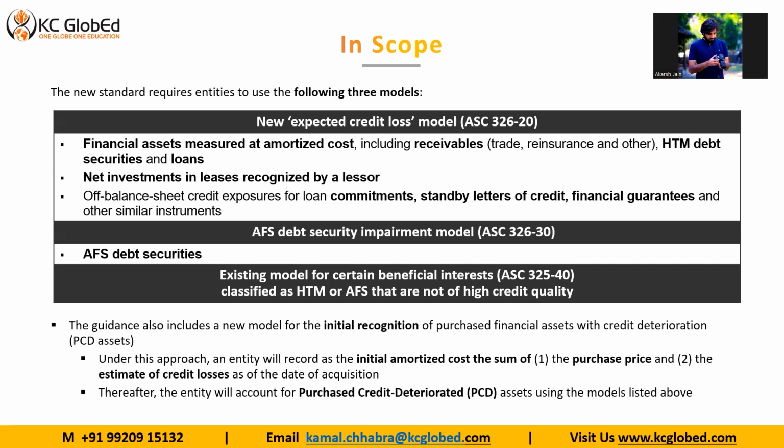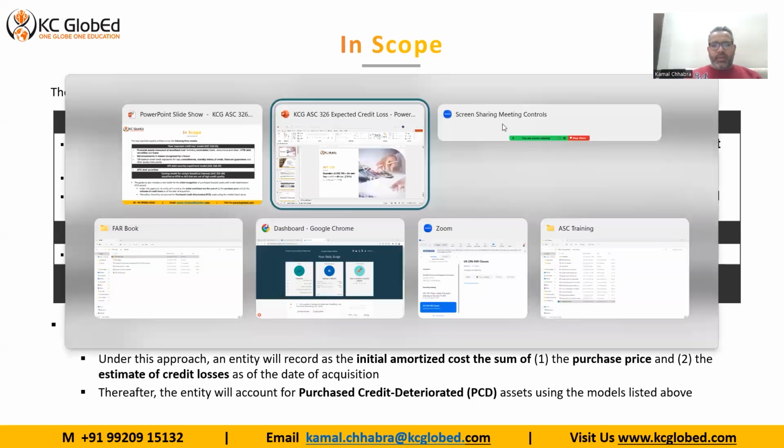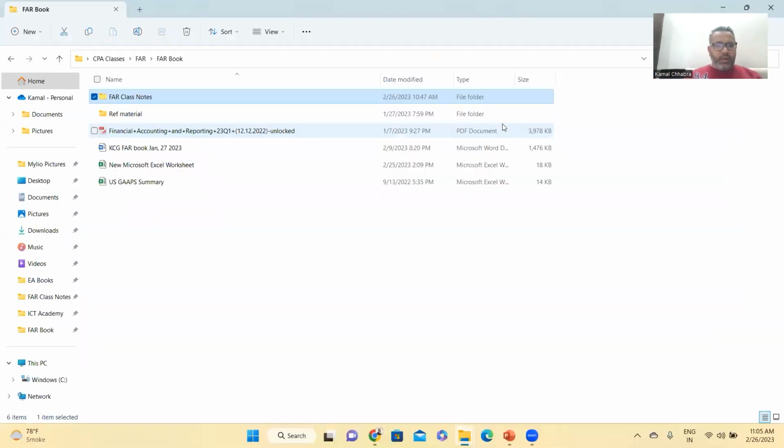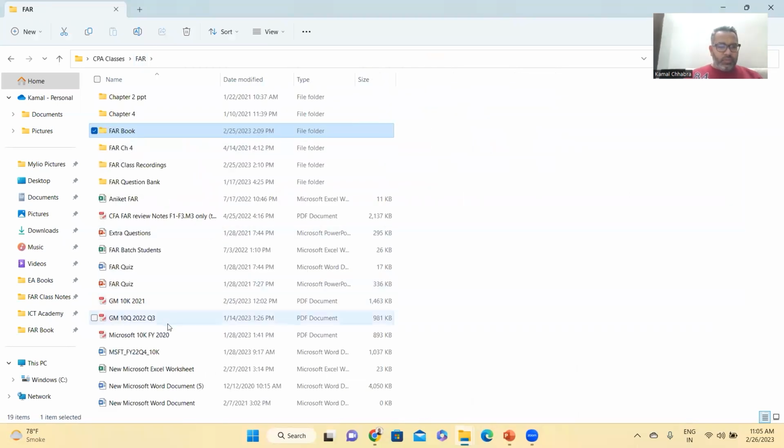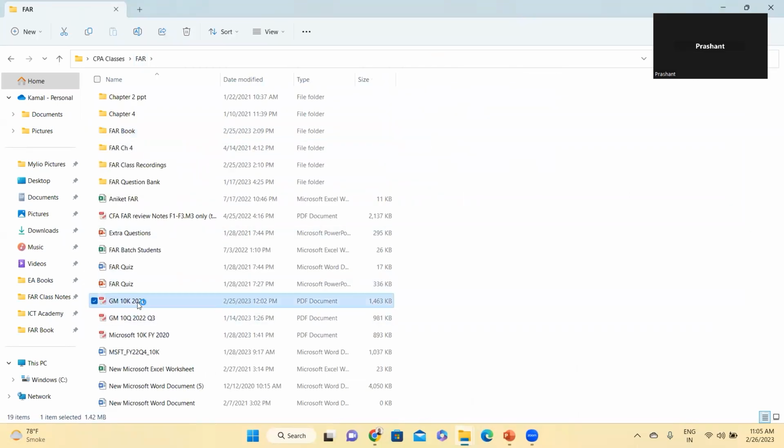Sir, what is off-balance sheet, meaning financing, a lot of things? Yes, very good point. So did you get a chance to look at the financial statements of GM or Microsoft which I have shared with you by any chance? No, sir.